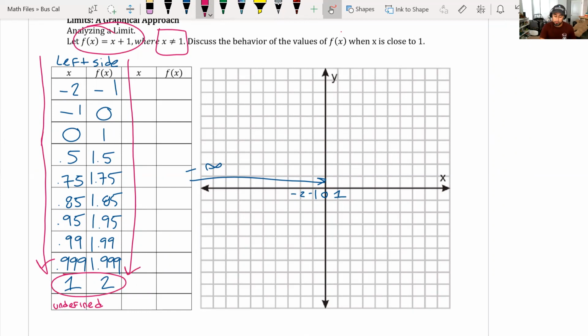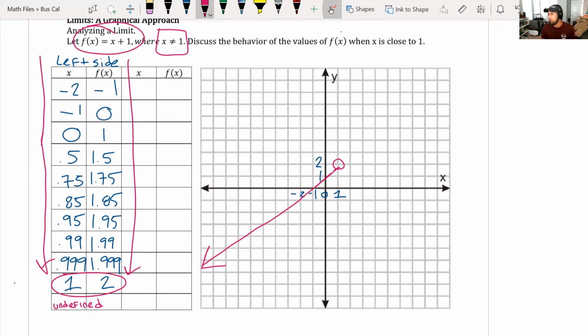Which means if I were to plot this on the graph, how do you draw an undefined point? What type of circle? Open or closed? And what we'll see is that at the point (1, 2), we are going to have an open circle. So here's what it looks like. -2, wait a minute, -1, 0. So this is what the left side of the graph would look like.